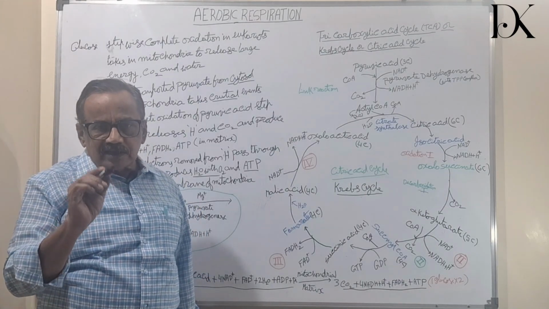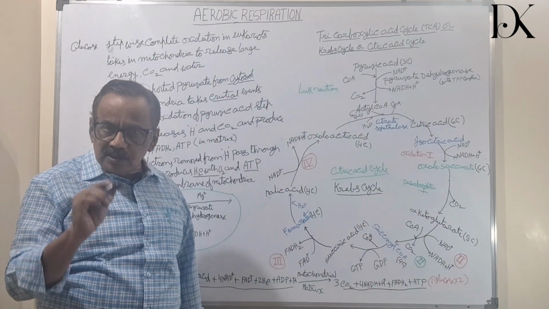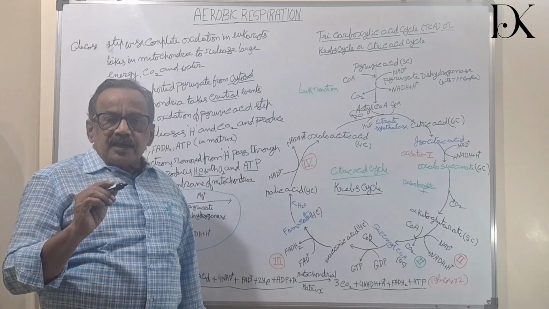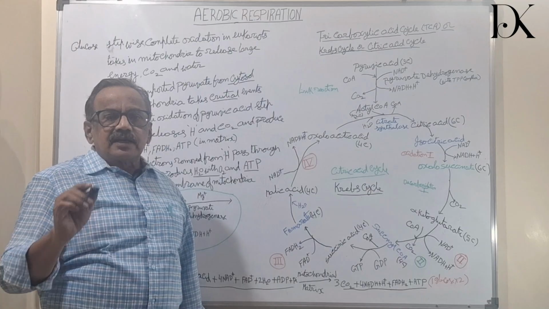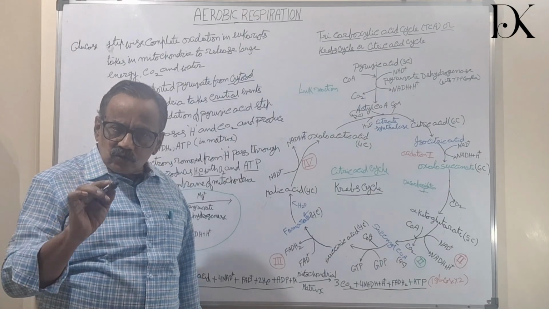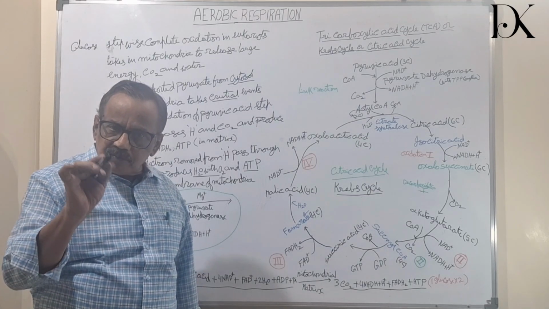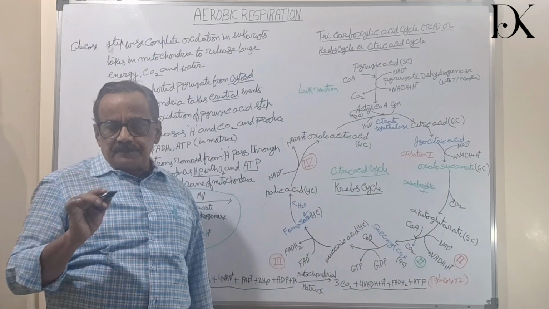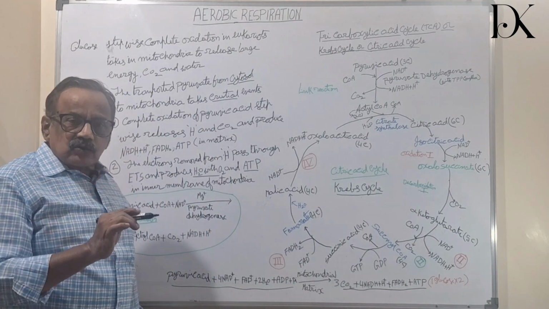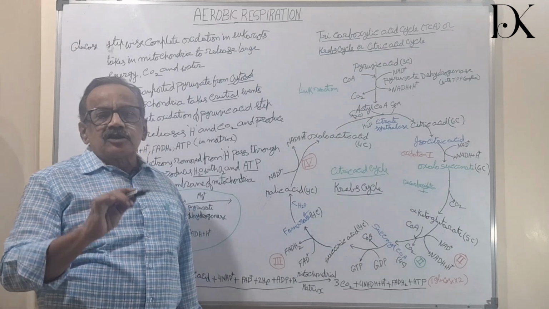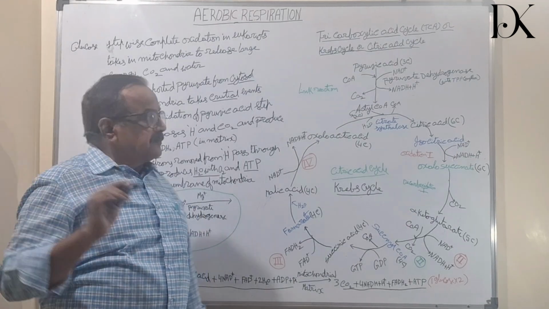In the textbook also it is given cytosol. What is the cytosol means? The cytoplasm without cell organelles, the entire fluid, is called as cytosol. Note this point, remember it properly. And from the cytosol the pyruvic acids are transported into the mitochondria.